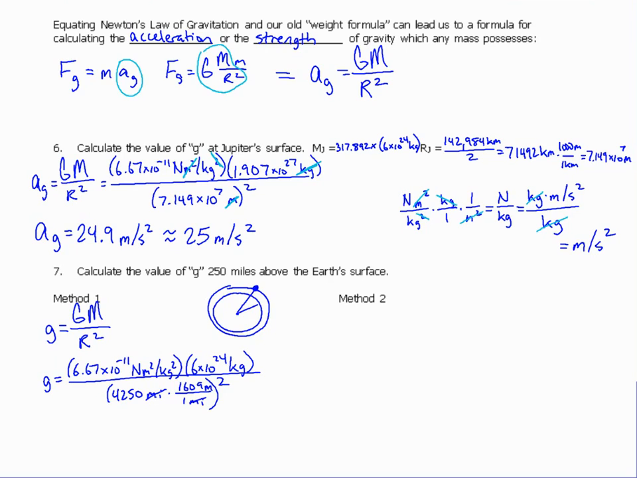So canceling out some units, we have meters squared on the bottom, meters squared on top. Kilograms will cancel with this one. And again, we have newtons per kilogram for our units. So g equals 8.56 newtons per kilogram, or meters per second squared.